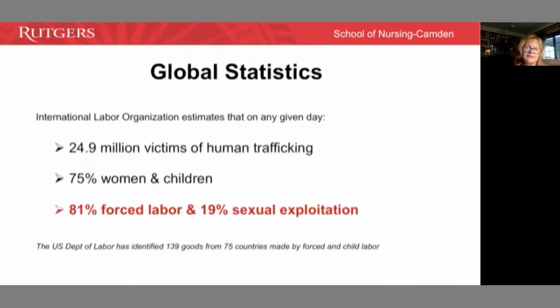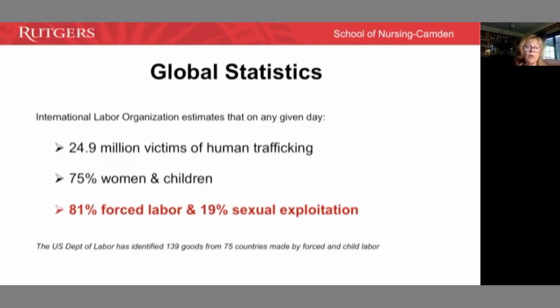The global statistics for trafficking given to us by the International Labor Organization estimates that on any given day, there are approximately 25 million victims that are being trafficked. 75% of them are women and children. 81% are involved in forced labor, and about 19% involve sexual exploitation. This is on a global level.